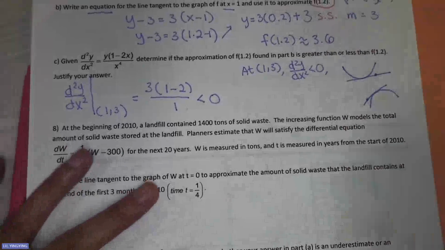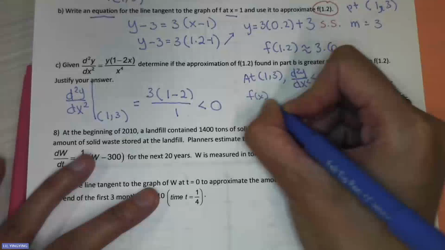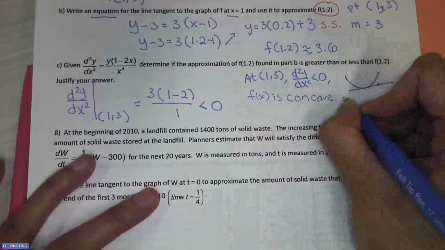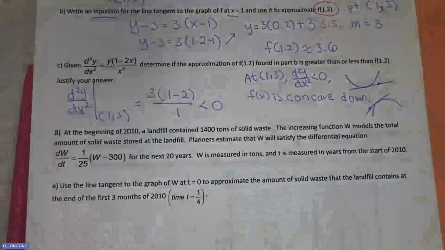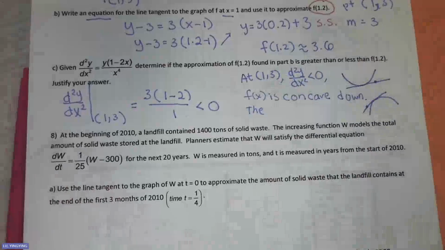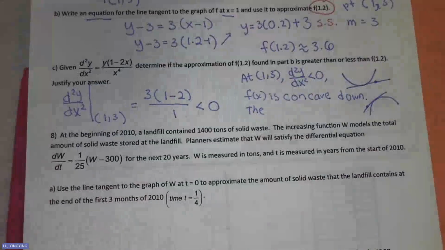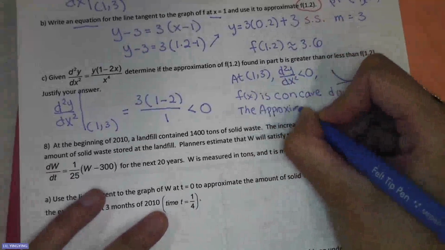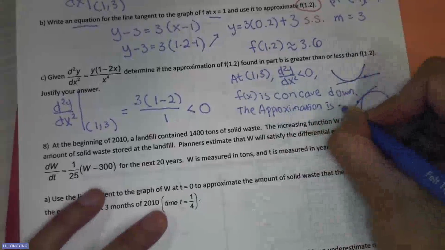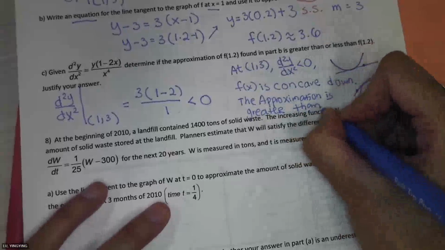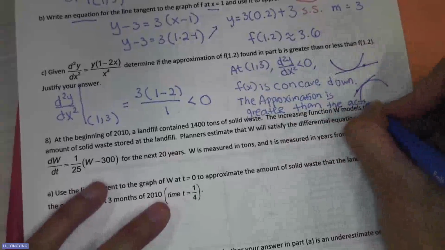Since that's happening, what can you tell me? I know f of x is concave down. You have to tell me that, right? How do I know? You have to tell me something about concavity. Since it is concave down, our approximation is greater than the actual value, or you can say the approximation is an overestimation, whatever. The approximation is greater than the actual value. A complete sentence. It's gonna be fine.